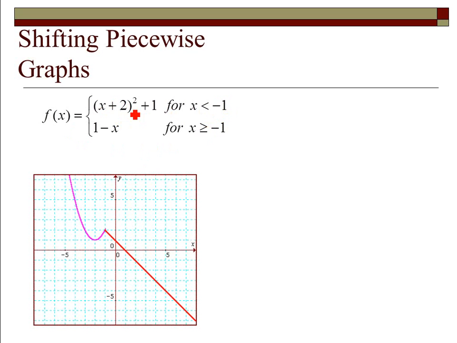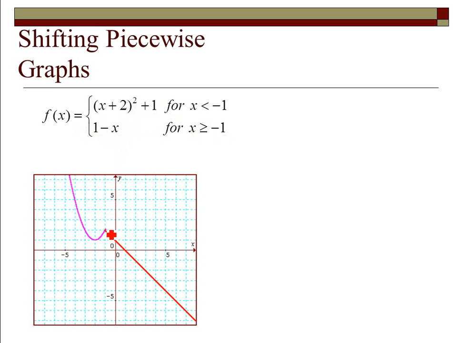So I can see the parabola. It's left 2, up 1. And when I plug in my transition point, look what happens on this one. We have negative 1 plus 2. So this gives me 1 squared plus 1, that's 2. Then when I plug in my negative 1 into the line, I get 1 minus negative 1. That's 1 plus 1 is 2. They both have the same value, so I didn't bother putting any kind of dots.